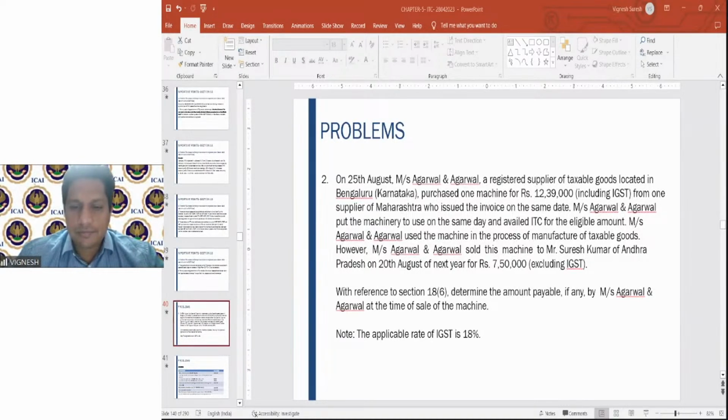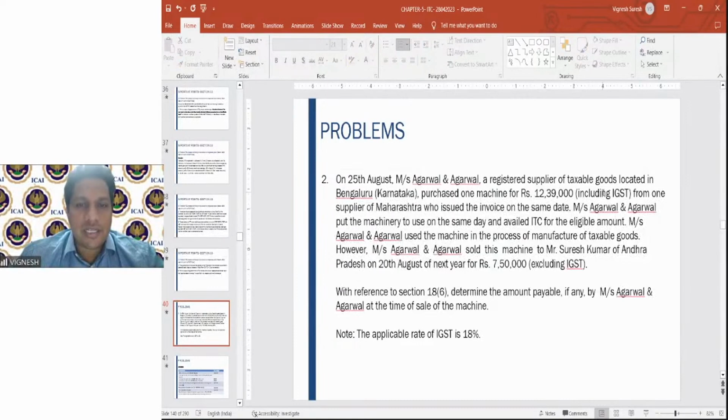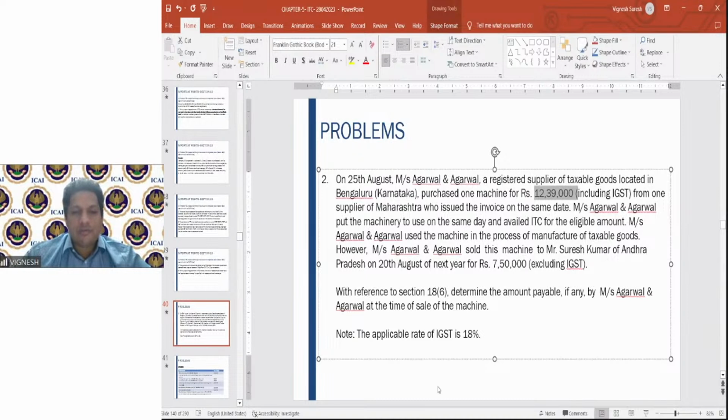See here, he has purchased the machine for 12,39,000 including IGST. So for the purpose of reversal, you need to know the IGST component. The moment he says including IGST, the GST is already included in this. So for calculating the GST, you have to do 12,39,000 into 18 by 118. Then that is the total ITC which is there. From there, you have to reverse it at 5% per quarter.